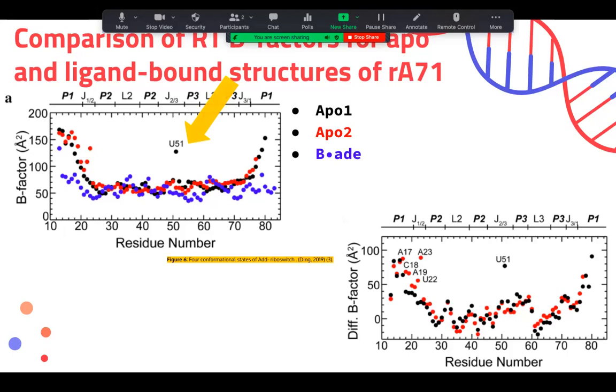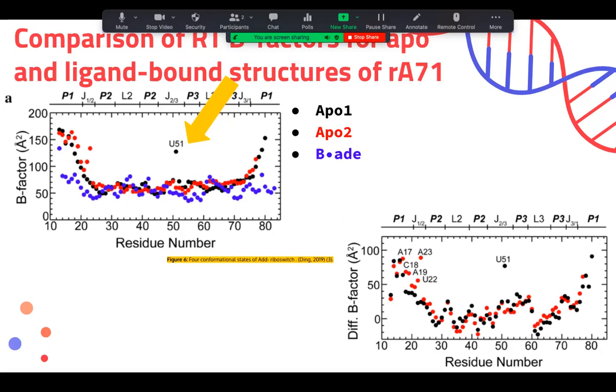So for the top left corner here, for the comparison of room temperature B factors for apo and ligand bound states of RA71, the top left graph is a qualitative view of the average B factors per residue in the crystal structures of APO1, APO2, and BADE, and they're all color coded accordingly to the graph. If you look at the trends of those dots, you're able to see that they all follow a similar trend and they're all clustered together. So you don't exactly know the differences between the states.